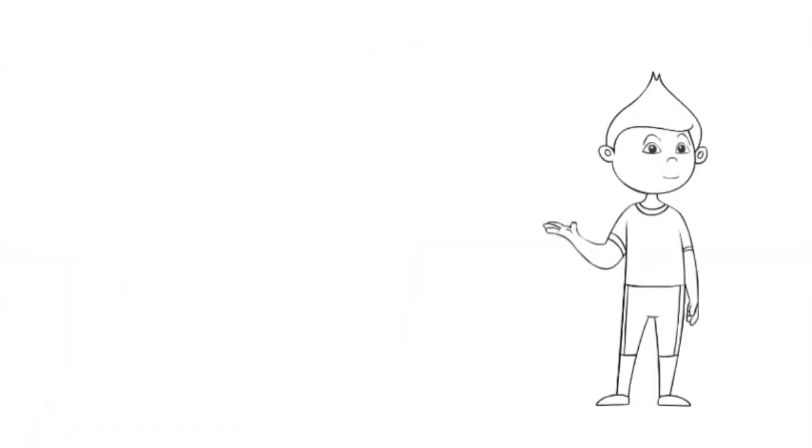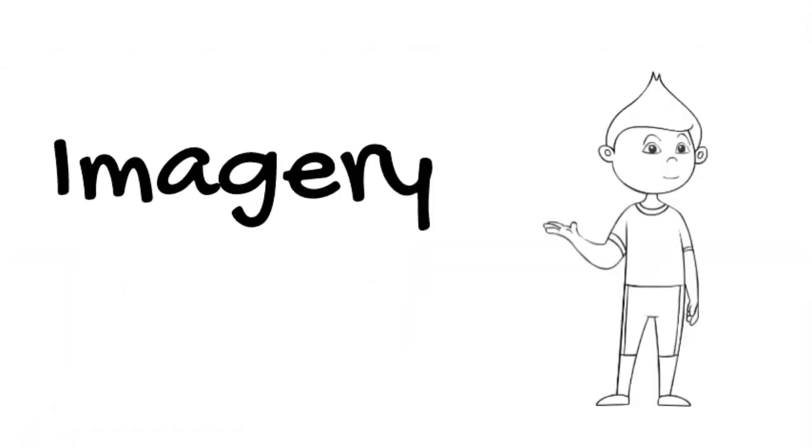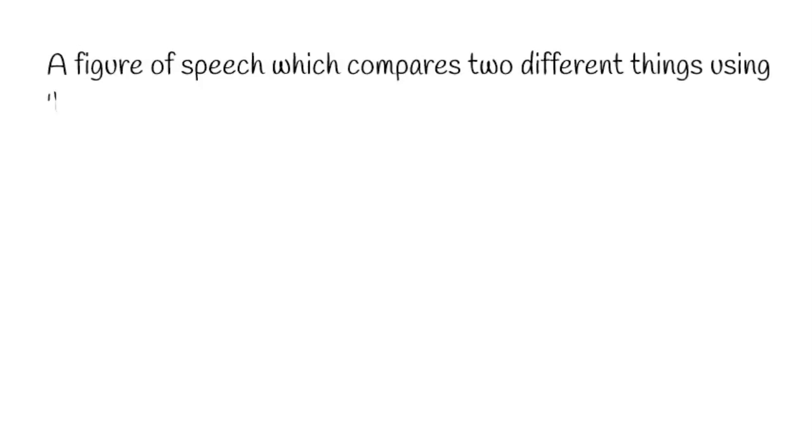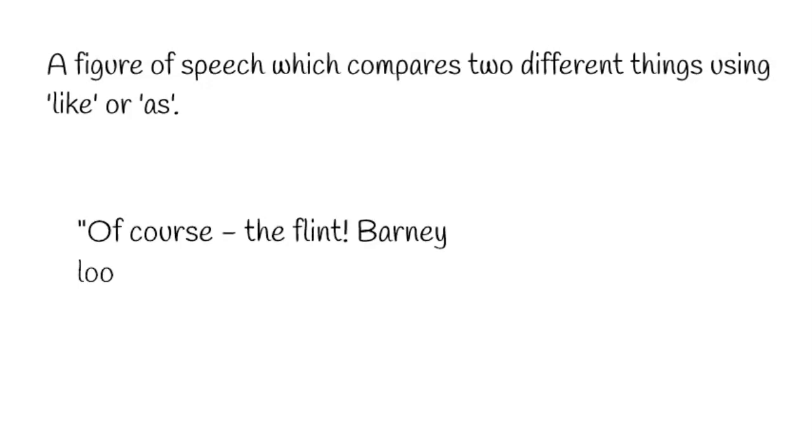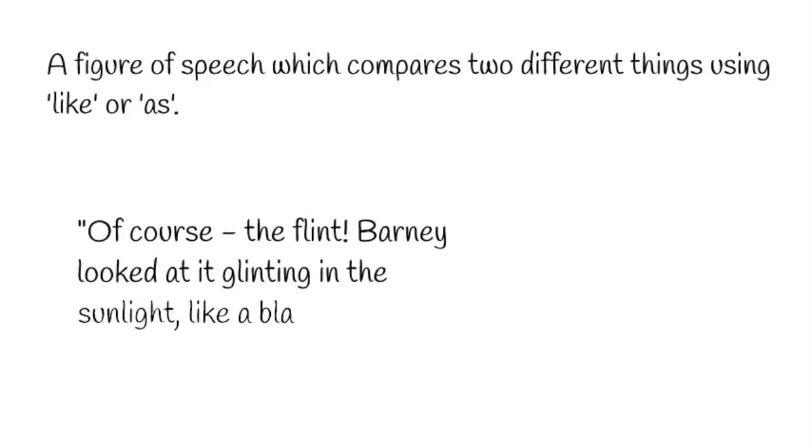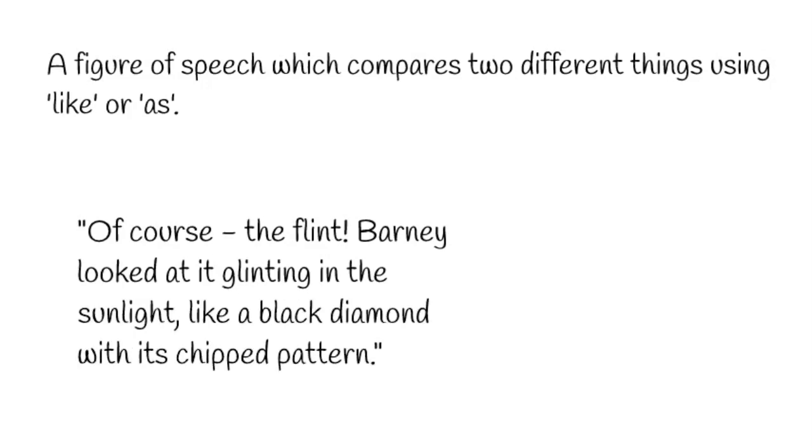Now to imagery, and this week specifically we're looking at similes. A simile is a figure of speech which compares two things using like or as. An example quoted from the text is, "Of course, the flint. Barney looked at it glinting in the sunlight like a black diamond with its chipped pattern." Okay, the flint is being compared to a diamond.